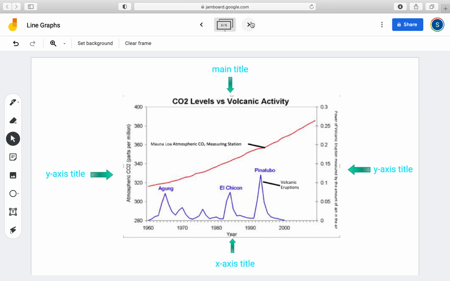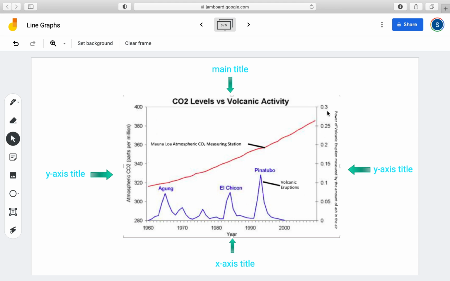So here we have the main title on top, CO2 levels versus volcanic activity. And we have the x-axis title, which is the year. Again, this is every 10 years, 1960, 1970, 1980, and so on. And here we have two y-axes, and we have different values for each. So on one side is the axis for the atmospheric carbon dioxide. And again, our units are parts per million. Remember I said they could be in parentheses. Okay, so it's 280 parts per million, 300 parts per million, 320 parts per million.